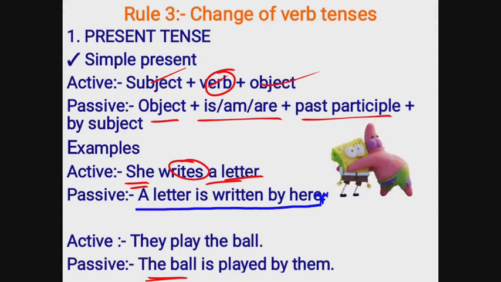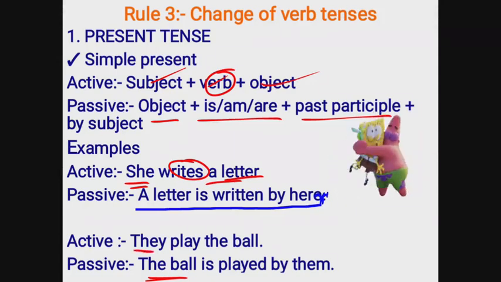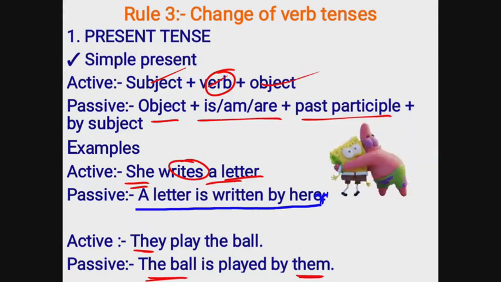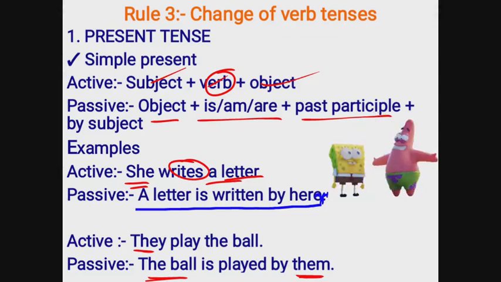And if you use your pronoun rule, they will become them. If you check that table, they becomes them. They play the ball. Now the ball has taken the post of a subject, them has taken the post of an object. Now, play. What is the past participle of play?